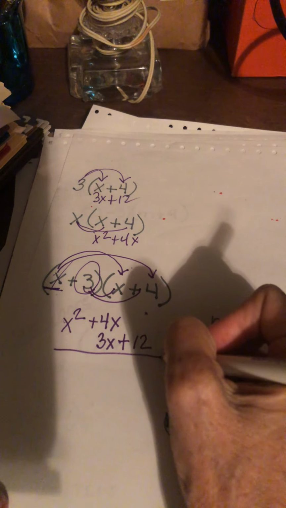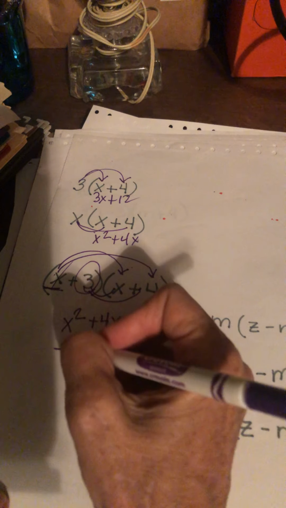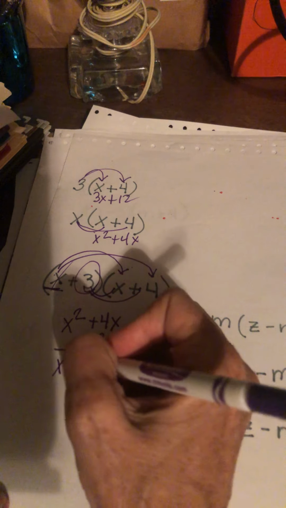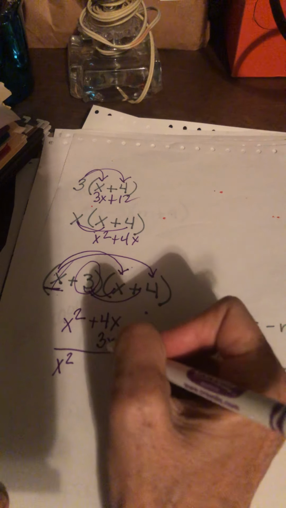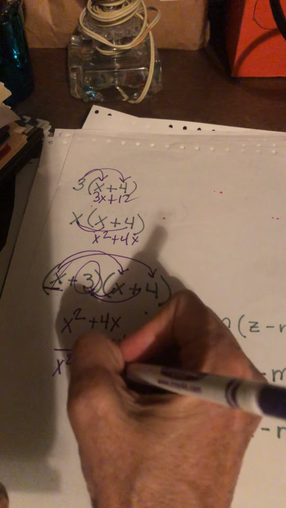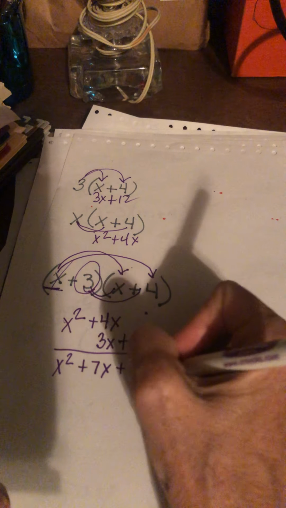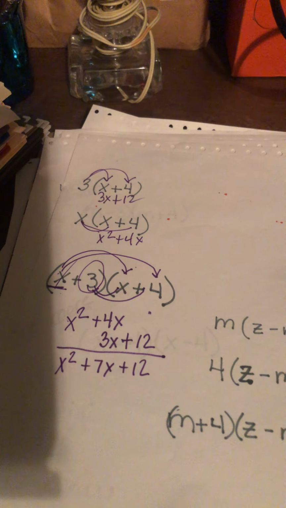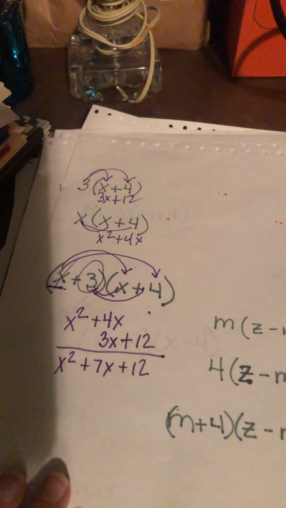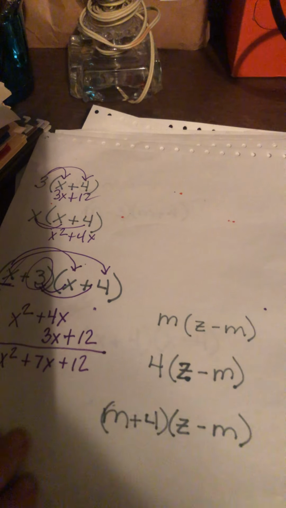And then I just draw a line. This is the way I was taught. x squared plus nothing here is x squared. 4x plus 3x is 7x. Nothing here plus 12 is 12. So there we go. We have it. x squared plus 7x plus 12. Okay, here's another one. Let me see if I give you a sample.